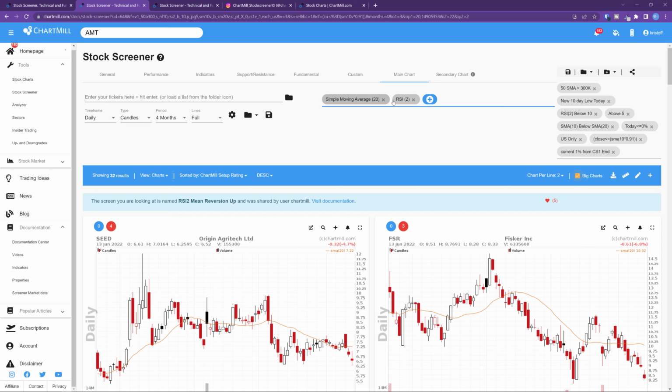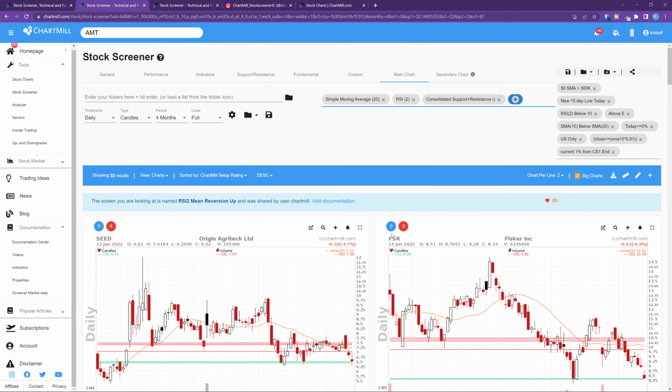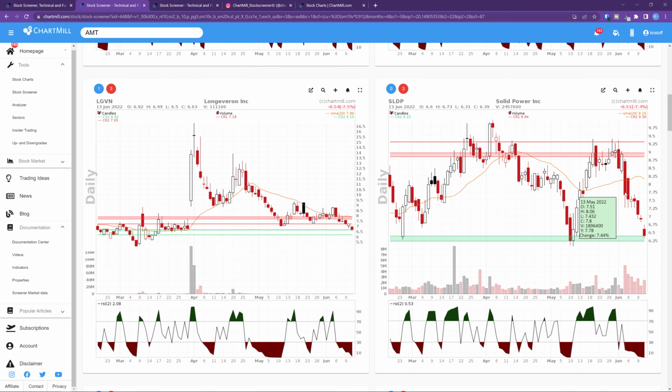I'm going to delete the 10-day moving average and I'm going to add an overlay. In this case, the consolidated support and resistance overlay, and add indicator. As you can see now, we have the RSI2 indicator and also the next support and resistance lines, horizontal support and resistance zones are visible. So it's up to you to identify the best setups.